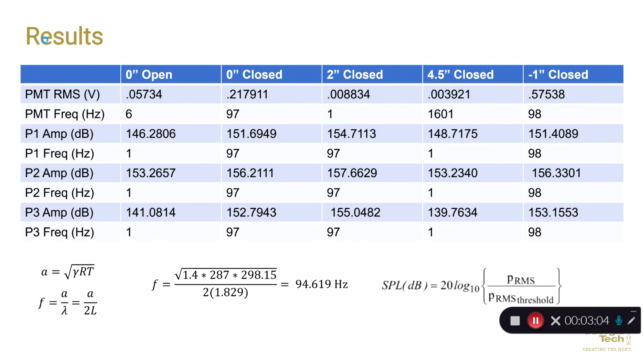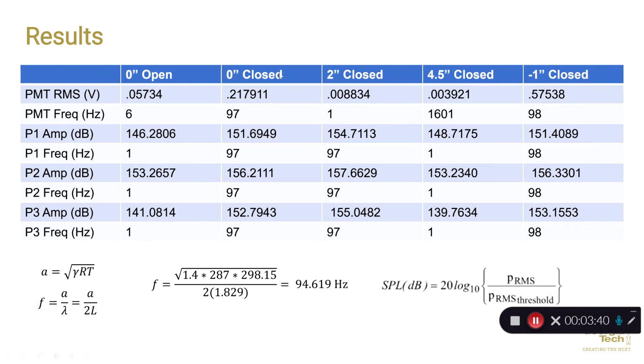This slide shows the amplitude in decibels and frequency in hertz of each pressure transducer at each burner location. The RMS voltage and frequency of the PMT is also displayed. These amplitudes were calculated by converting the voltage to PSI using the figure provided in the lab report. I then used the formula shown in the bottom right of this slide in order to calculate the amplitude in decibels. The chart clearly shows that resonance was achieved in the first, third, and fifth trials.